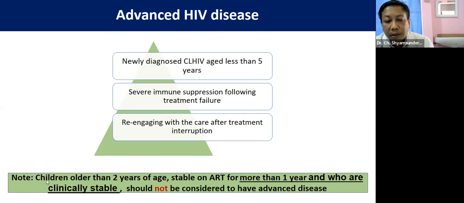Please note that children older than 2 years of age who are on ART are said to be clinically stable.